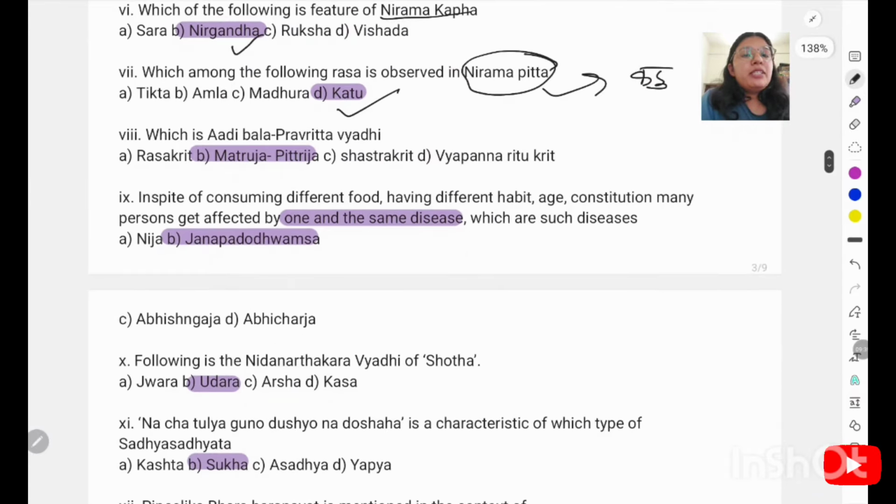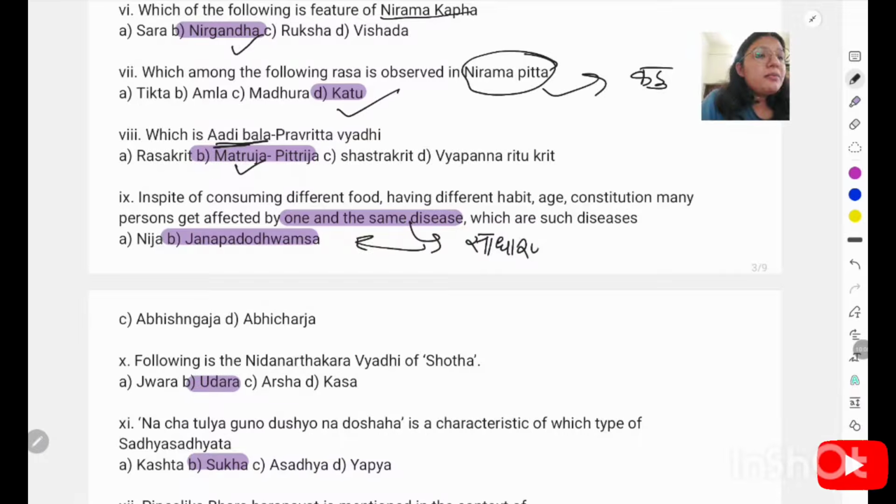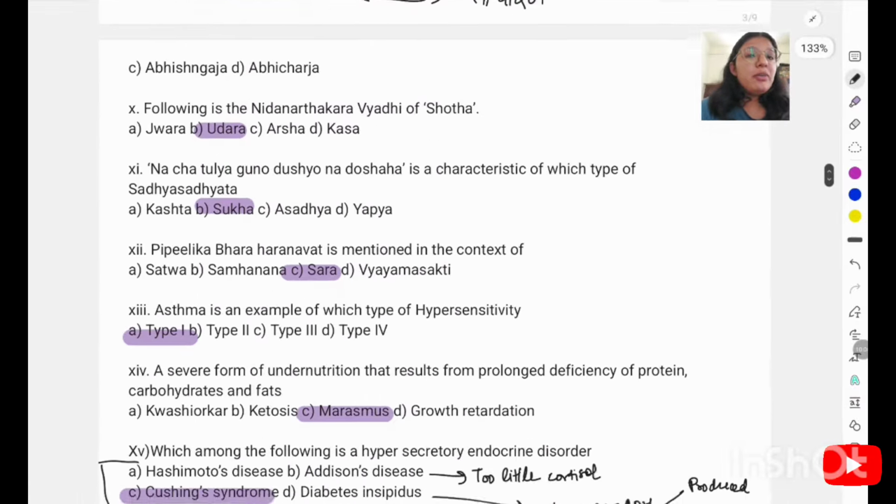Adi Bala Pravarti Vyadhis. Adi Bala means Matraja and Pittaja related. There are 2 Vyadhi, I have already told you, Kushta and Arsha. In spite of consuming different food, different habit, age, some have a common disease, and that is known as Janapadodhvamsa. That's why the nidana for this is known as sadharana nidana, because they are common to all the people and lead to a disease in a large population living in a particular area.